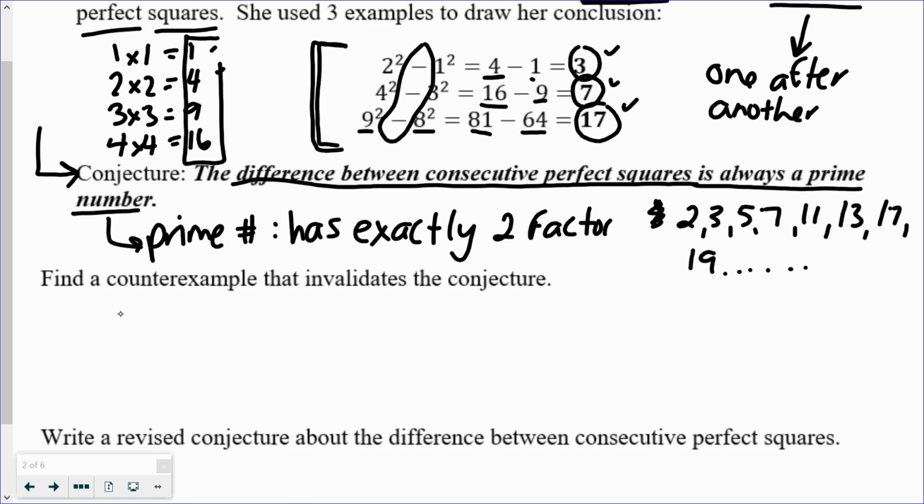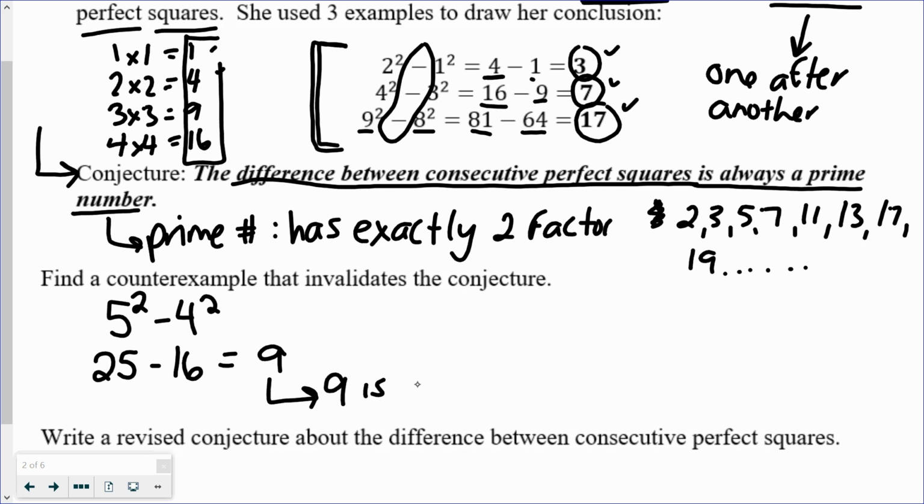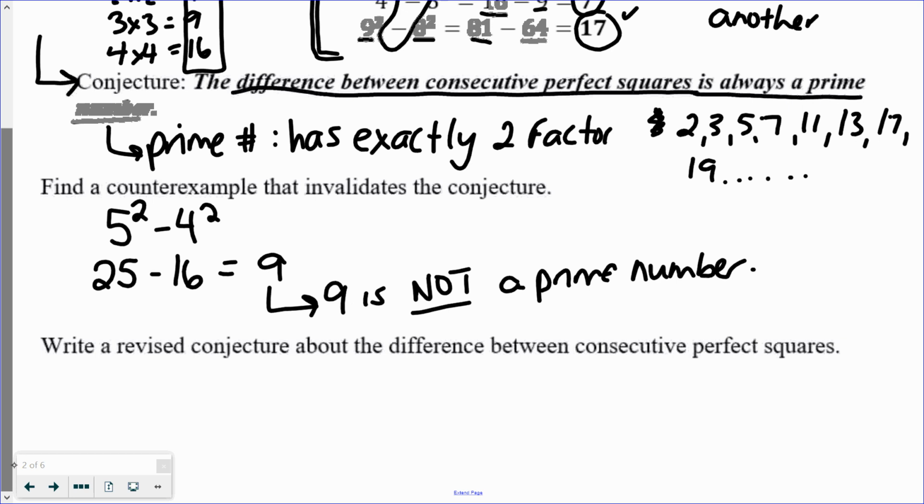So we could try something like 5 squared subtract 4 squared. So 5 squared is 25. Subtract 4 squared is 16. So that's equal to 9. 9 is not a prime number. So our conjecture is not true.